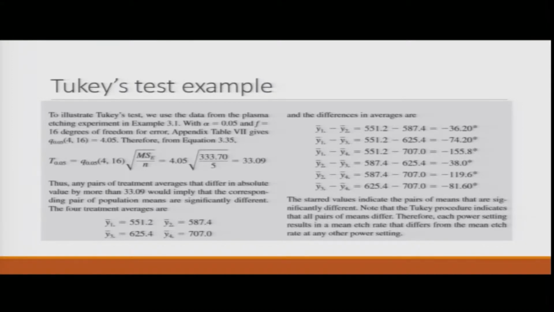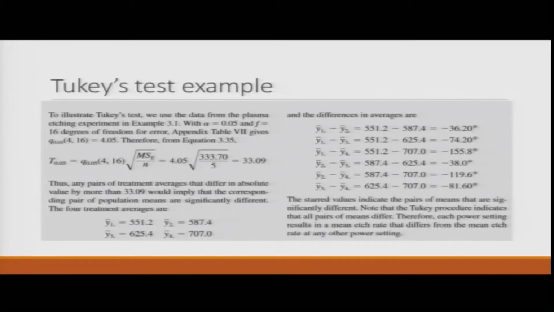So let us consider Tukey's test as an example. To illustrate Tukey's test, we use the data from the plasma etching example, where alpha considered is 0.05. So 1 minus alpha would be 1 minus 0.05. F is given as 16 degrees of freedom, because if you remember there were 20 observations, that means 5 into 4, and for each case you have to find out the mean. So how many such levels were there? There were 1, 2, 3, 4, corresponding to 160, 180, 200 and 220. Based on that you find the total degrees of freedom would be 20 minus 4, which is 16.